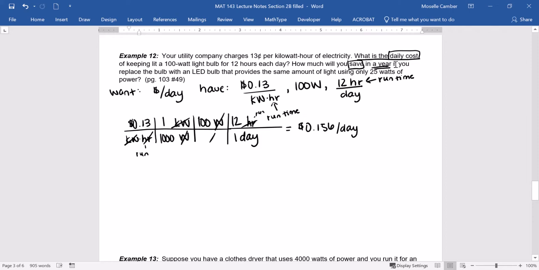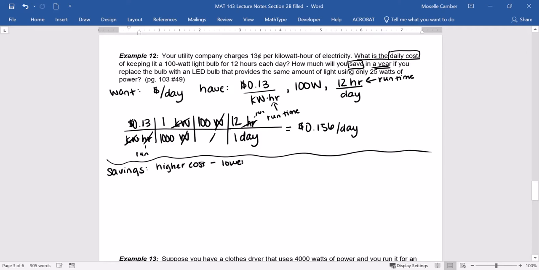Okay, if you replace the bulb with an LED bulb that provides the same amount of light using only 25 watts of power, how much will you save? So this one is not asking for a direct cost. They want a savings, just like the second question. Well, how do we figure out a savings? We take the higher cost and we subtract the lower cost. And that's going to be the amount that we save.